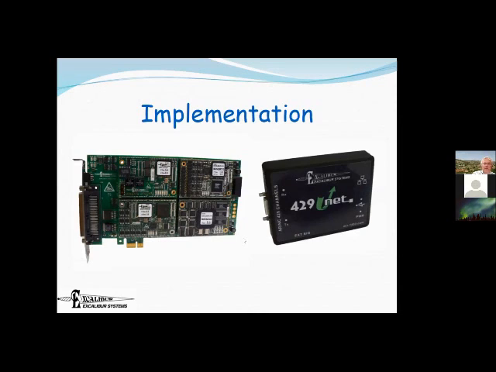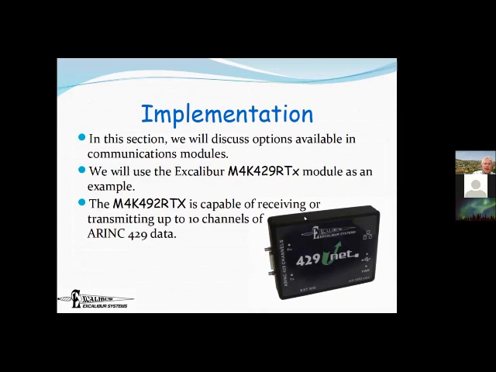Okay, now, how have we implemented this at Excalibur? So these are some of our products. That's the 4000 PCIe on the left, the UNet on the right. They both do the same thing, except if you happen to have a PCIe interface in your computer, you'll use the guy on the left. If you want to work with Ethernet or USB, then you'll use the guy on the right.